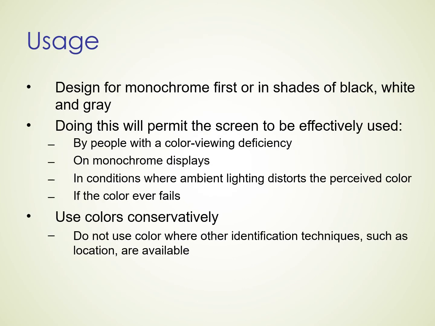So how to use this? First, you design for monochrome, meaning shades of black, white and gray. By doing this, you will permit the screen to be effectively used by people with color viewing deficiency. Black, white and gray is usually what most people can see, even if they have a viewing deficiency. Some people cannot see color, so they can see it in monochrome. In conditions where ambient lighting is poor, this color code never fails.